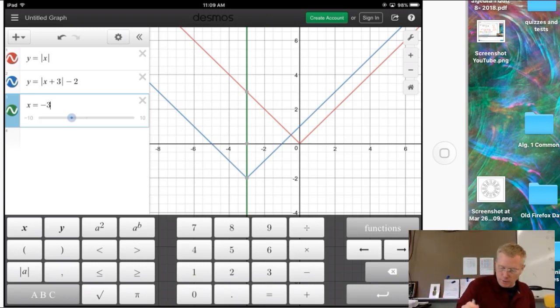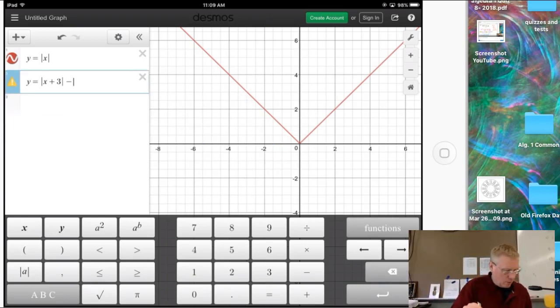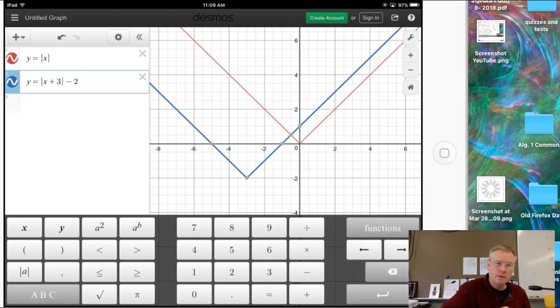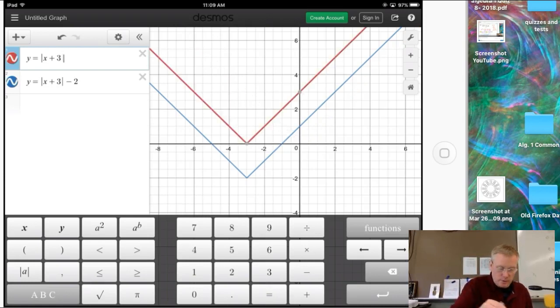Okay, moving right along, let me delete that and go back over here. Suppose I kept that same equation, but this time I put a number in front of the absolute value sign. I'll do it up here so we can see. So if I keep it the same, plus 3, but then I put the minus 2 outside it, and now in front I'm going to put a 2.